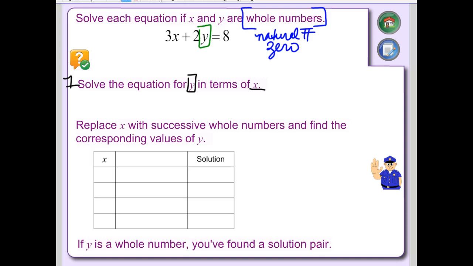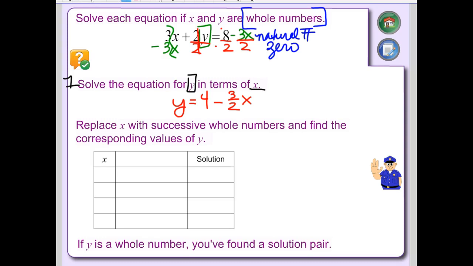So if I need to get y alone, who do I need to move first? Yeah, we need to get rid of that 3x. My inverse operation, we're going to subtract 3x from both sides. And so that cancels. Now, we need to get rid of that 2 in front of y. How do we do that? Well, we have to divide everything by 2. So final answer is y equals 8 divided by 2 is 4 minus 3/2 x. So that's step number 1. We have to solve the equation for y in terms of x.